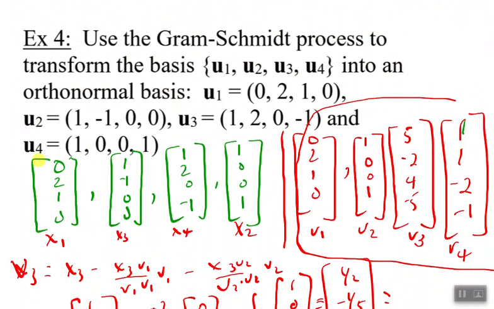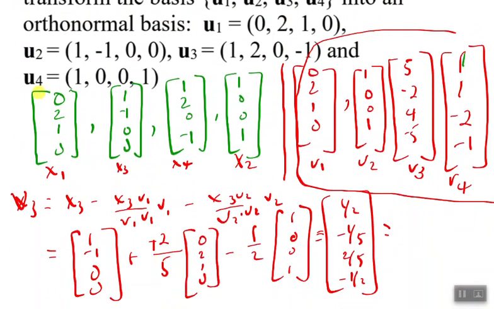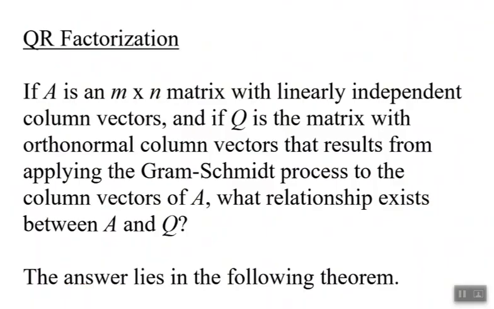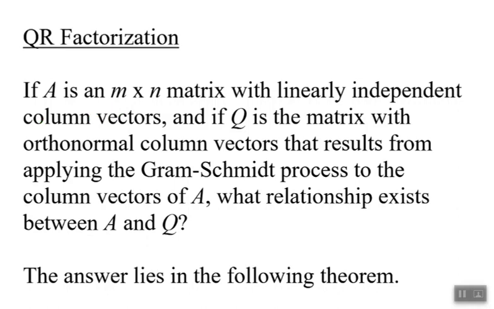It's all arithmetic. The Gram-Schmidt process is important. We're finding orthogonal vectors. So if A is an n by n matrix with linearly independent column vectors, which a lot of our matrices are, and if Q is a matrix with orthonormal column vectors that results from applying the Gram-Schmidt process to the column vectors of A, what relationship do A and Q have?